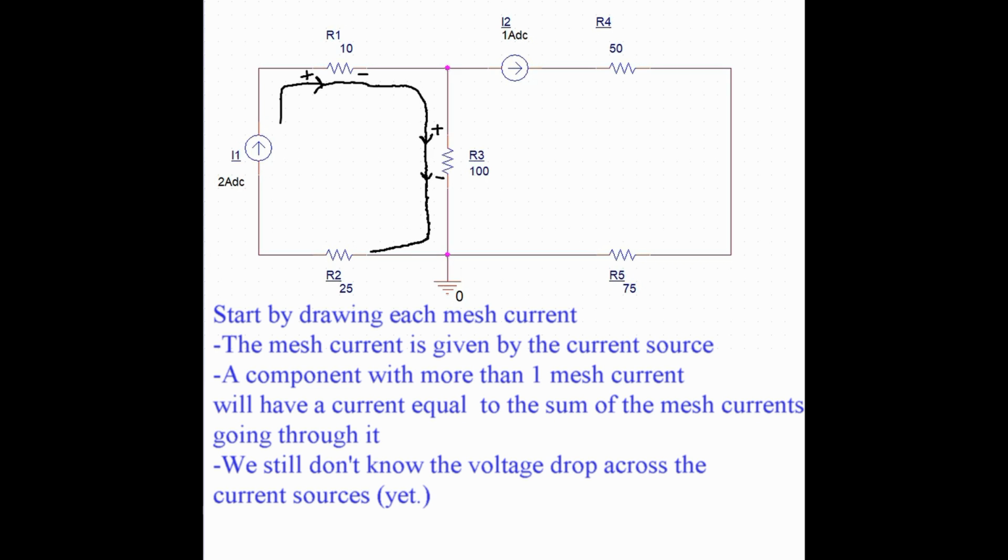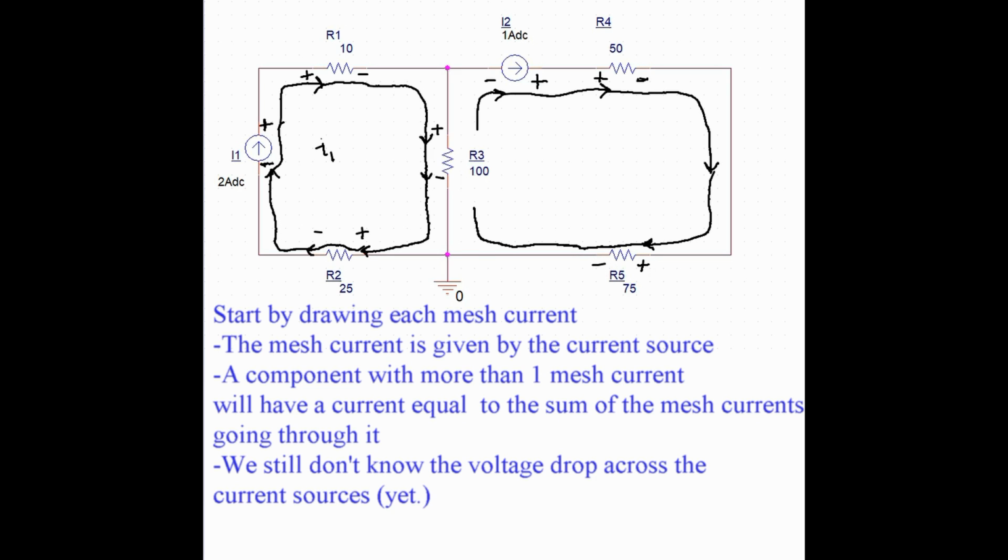The mesh currents take on the current direction of the current source. In this problem it's pretty intuitive. The current source just gives us the direction of the current, and in both cases they are clockwise. What we don't know at this point is the voltage drop across the current source, so there will be a voltage drop across the current source, and we'll find that out as we solve this problem.